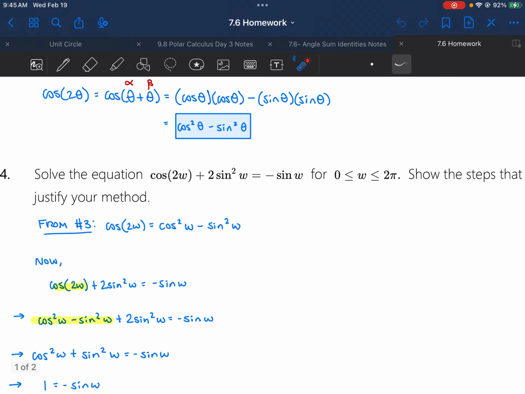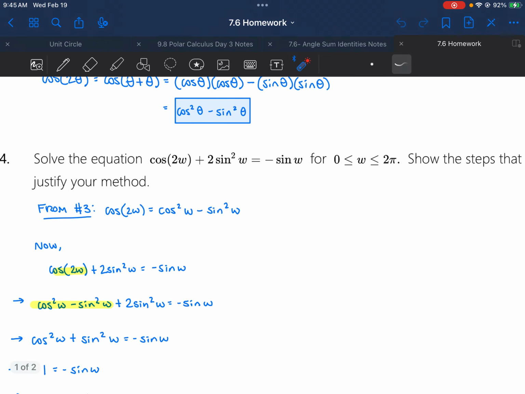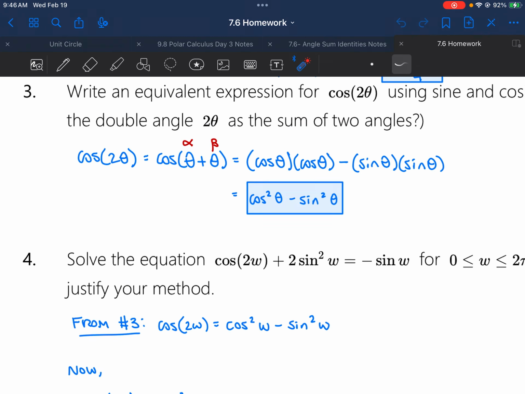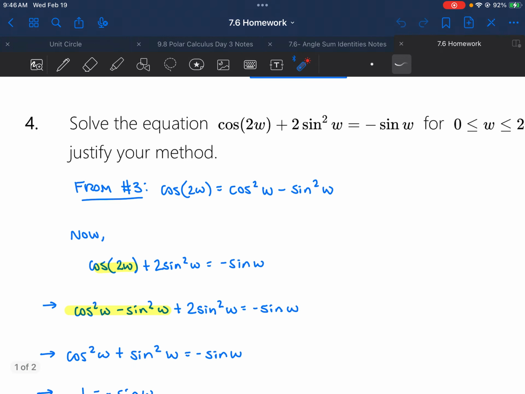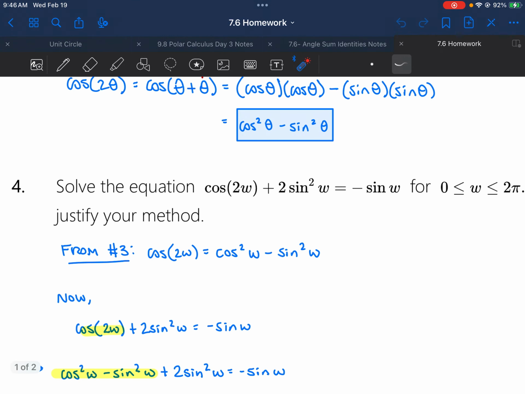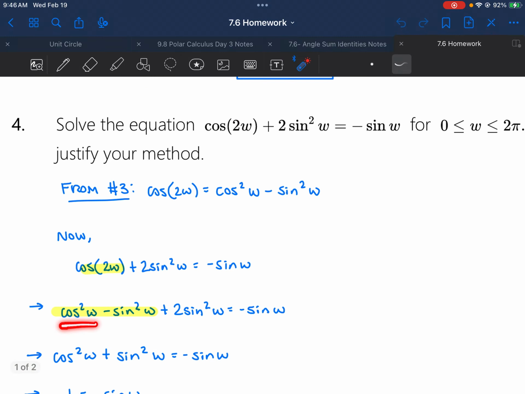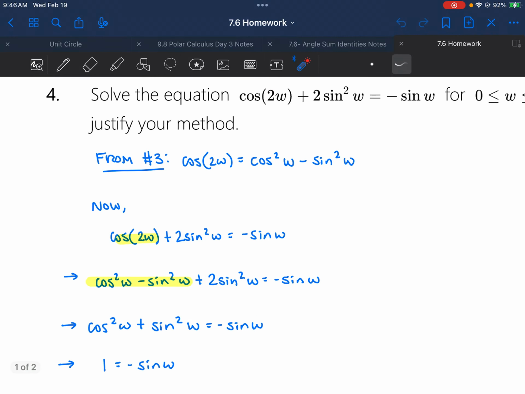All right, number 4. Solve the equation cosine of 2w plus 2 sine squared of w equals negative sine of w, where w is between 0 and 2 pi. So from number 3, we just saw that cosine of 2 theta is cosine squared theta minus sine squared theta. So we're going to replace this cosine of 2w with cosine squared of w minus sine squared of w. So that's the first step. Use the double angle identity to replace.